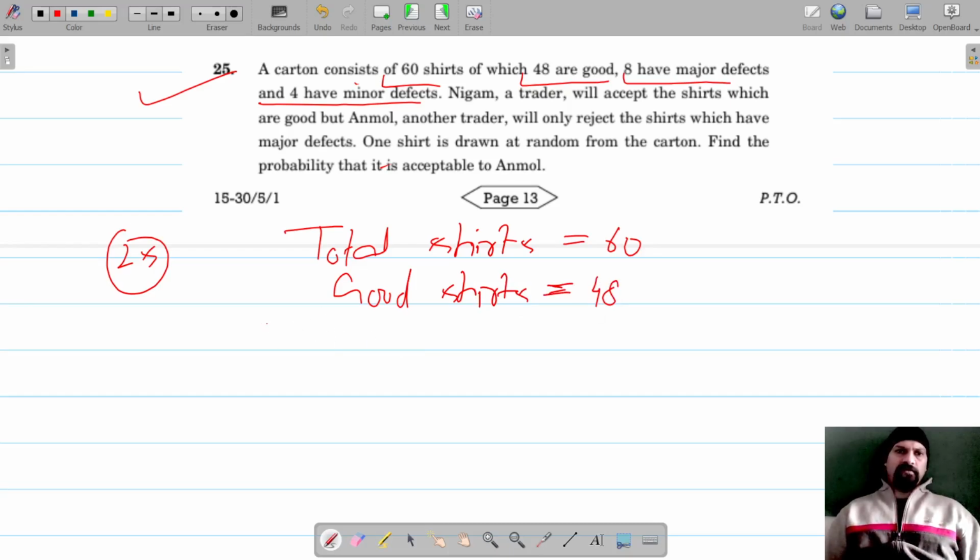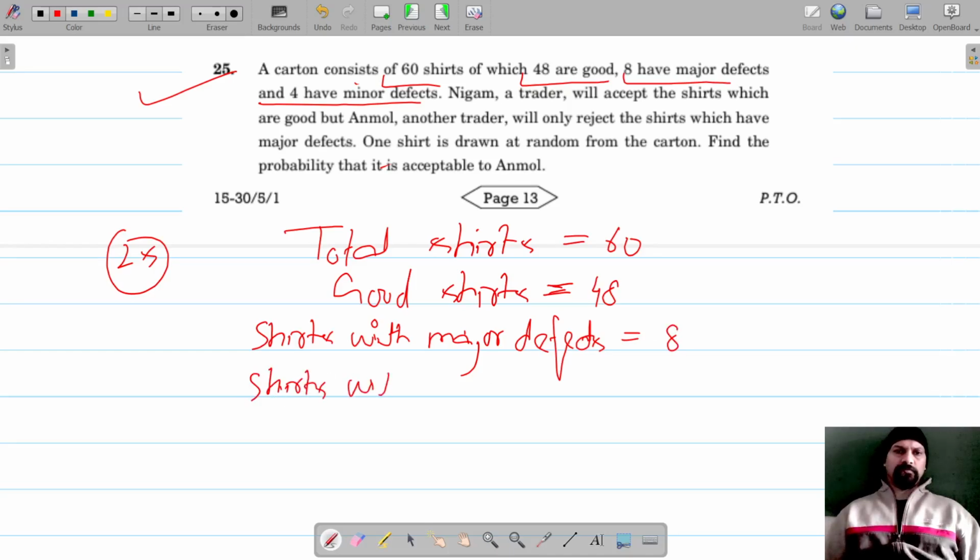Shirts with major defects are 8, and shirts with minor defects are 4.